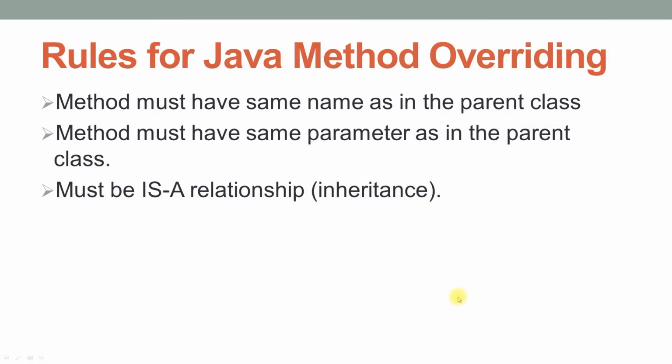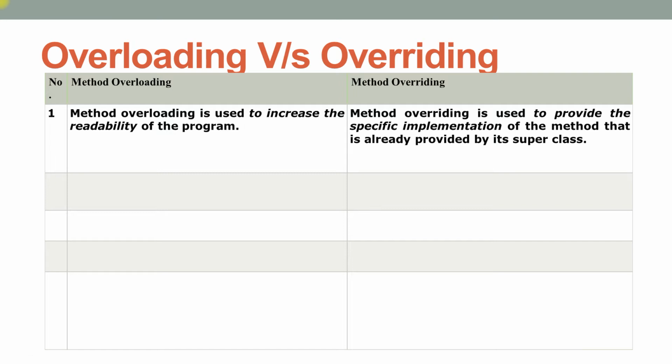Now let's compare function overloading and function overriding. The first point, method overloading is used to increase the readability of the program. There is a function called add with two parameters. We can again create another function add with three parameters. Both functions are used to add. The first one is for two numbers, and the second one is for three numbers.